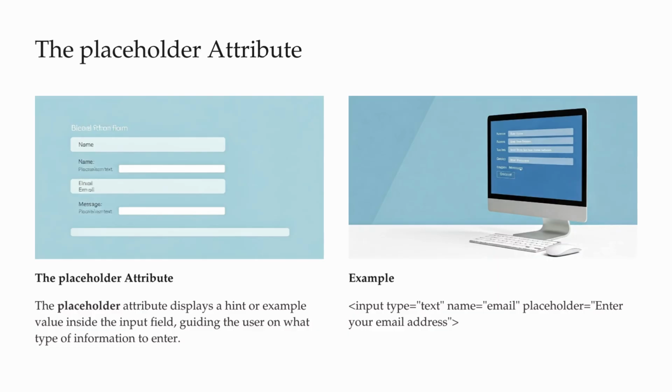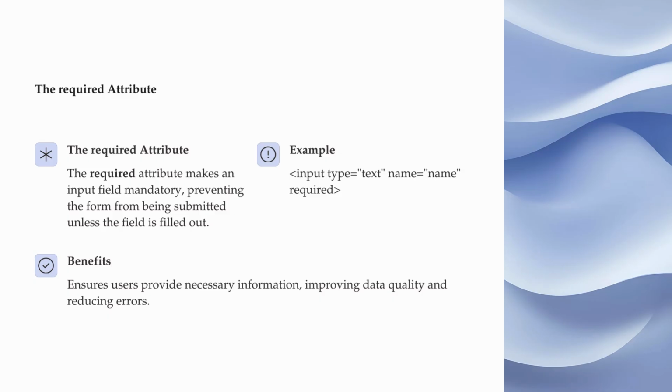The required attribute makes an input field mandatory, preventing the form from being submitted unless the field is filled out. Example: input type equals text, name equals name, required. Benefits: it ensures users provide necessary information, improving data quality and reducing errors.